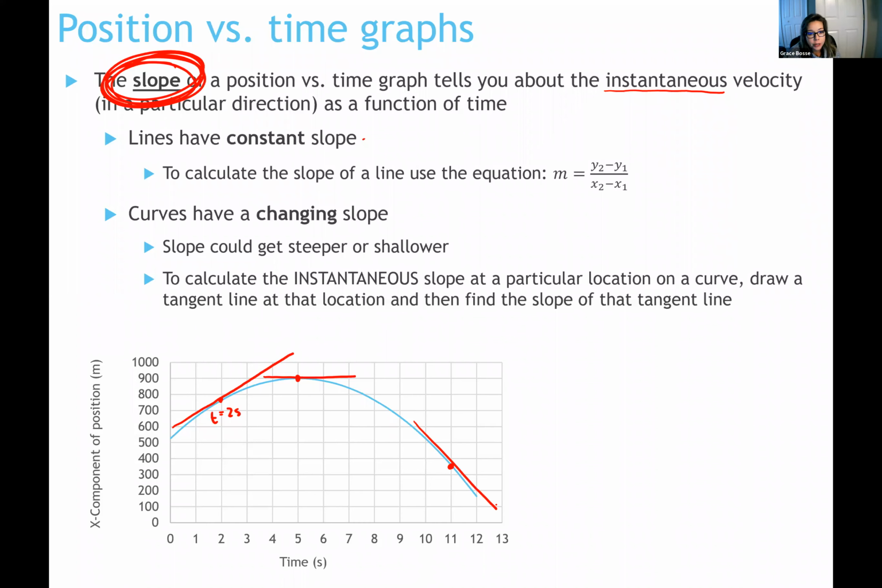And of course, you're a human, you're not a computer, so your tangent lines won't be perfect. But if you're careful, you should be able to get in the ballpark of what that number should be.